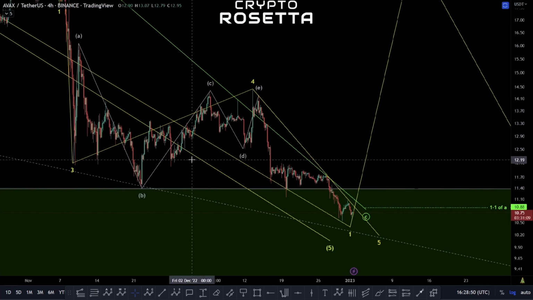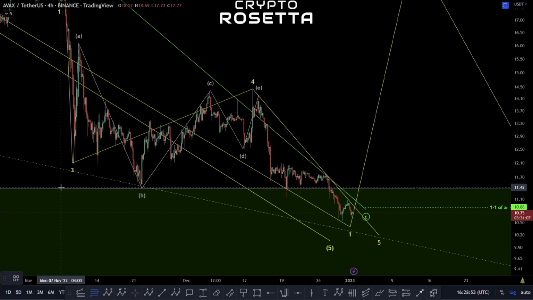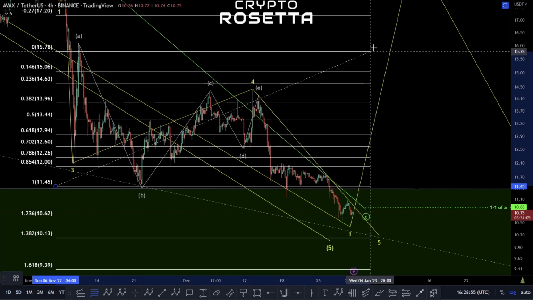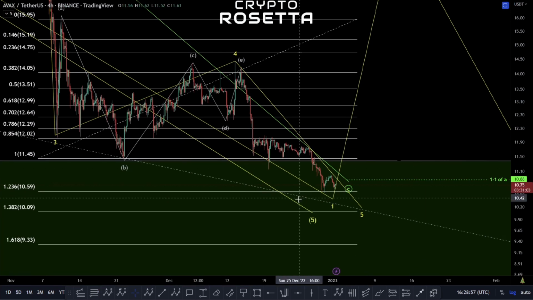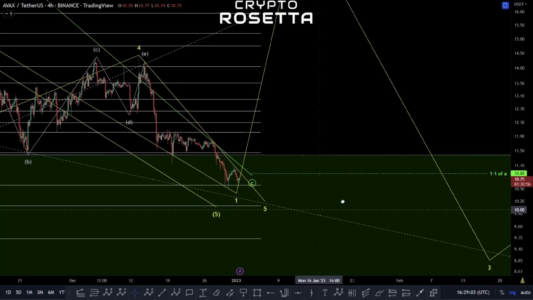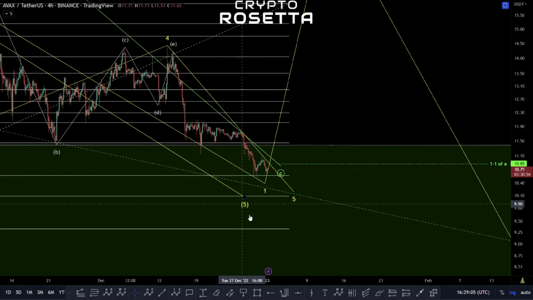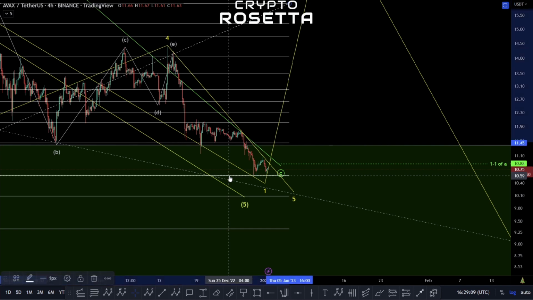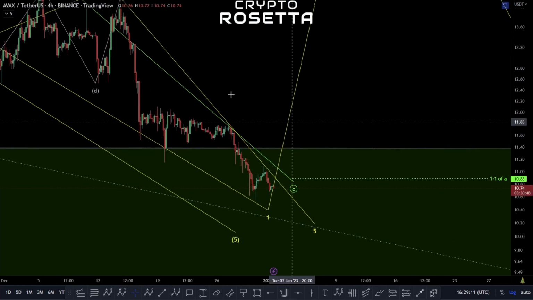So I'm still going to keep track of it either way, but basically what we'd be looking for here would be a move down towards this 1.236, which is this 10.59 to this $9.39 zone, and we can see that we sort of dipped into this zone here. So technically it could have met the minimum requirement there, but we need to have a look at the substructure here.